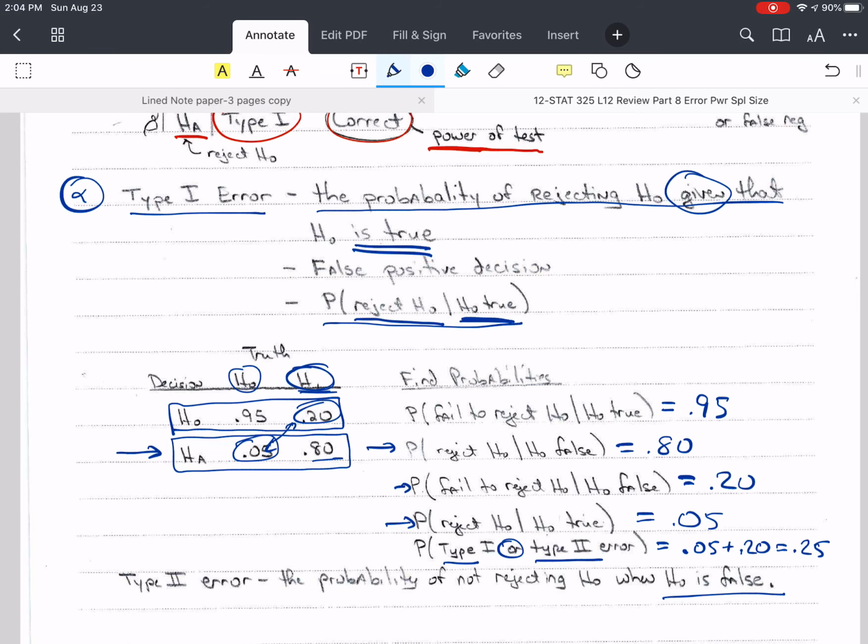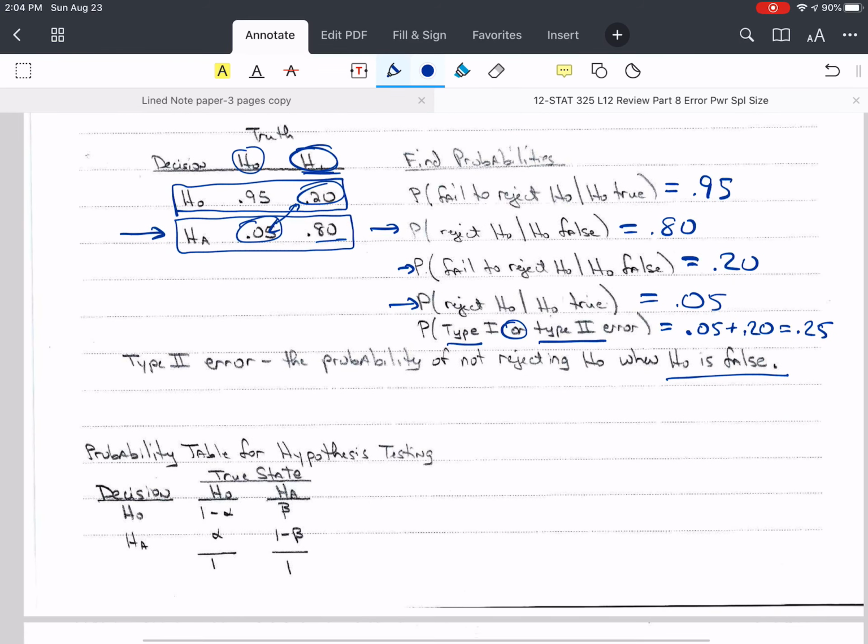Now let me put this in symbols that we've used before, or some of them anyway. As I pointed out earlier, when we reject H0, but H0 is true, that's a type 1 error, and we call that alpha. If we make the right decision under this, that would be 1 minus alpha, and this is our confidence level, isn't it?